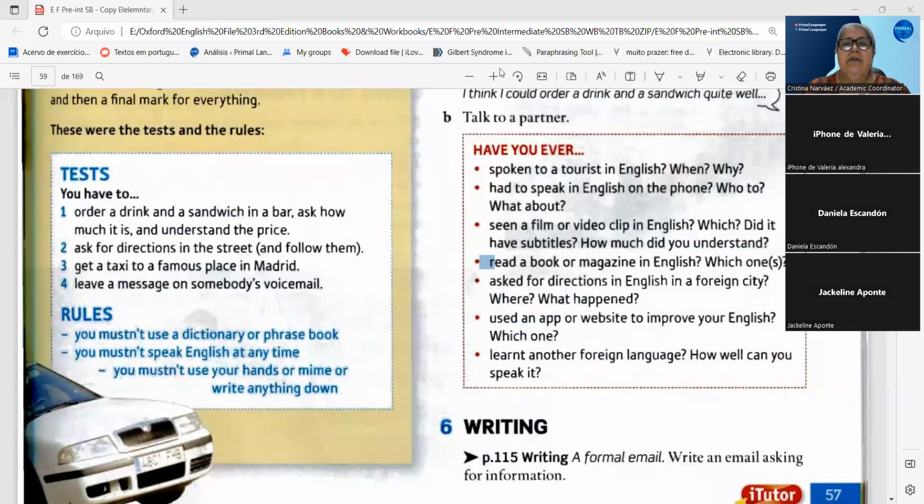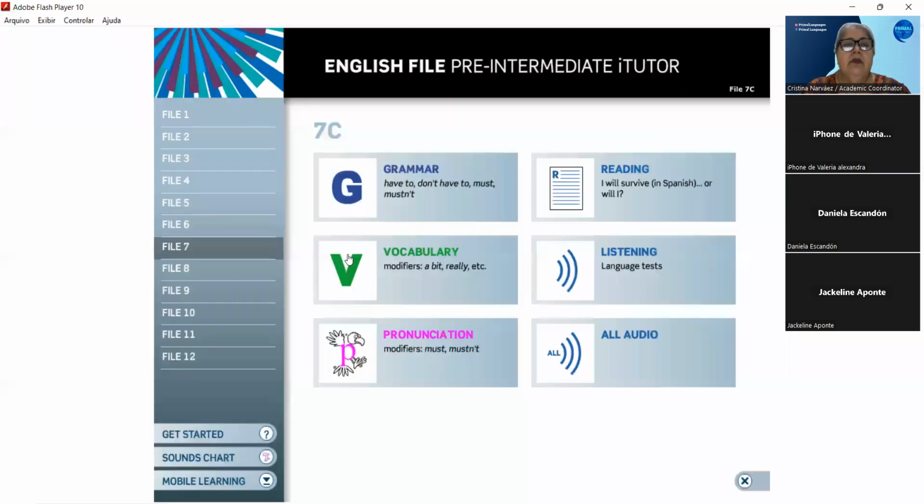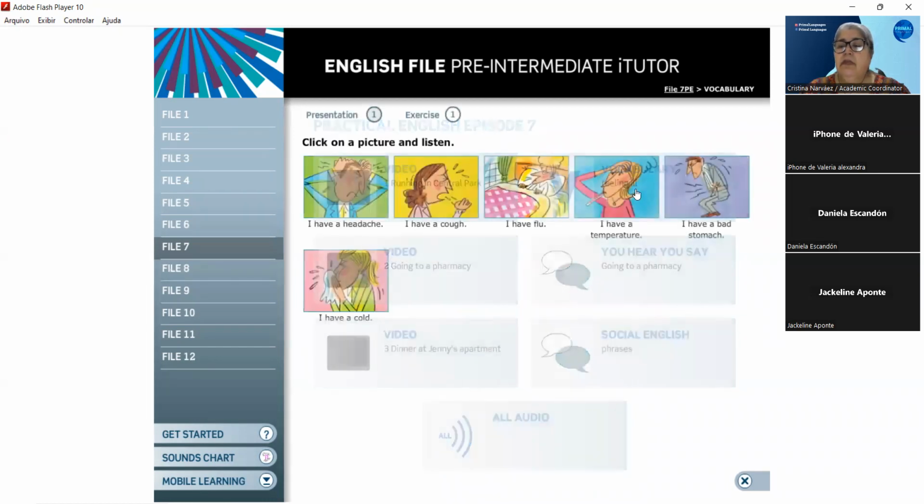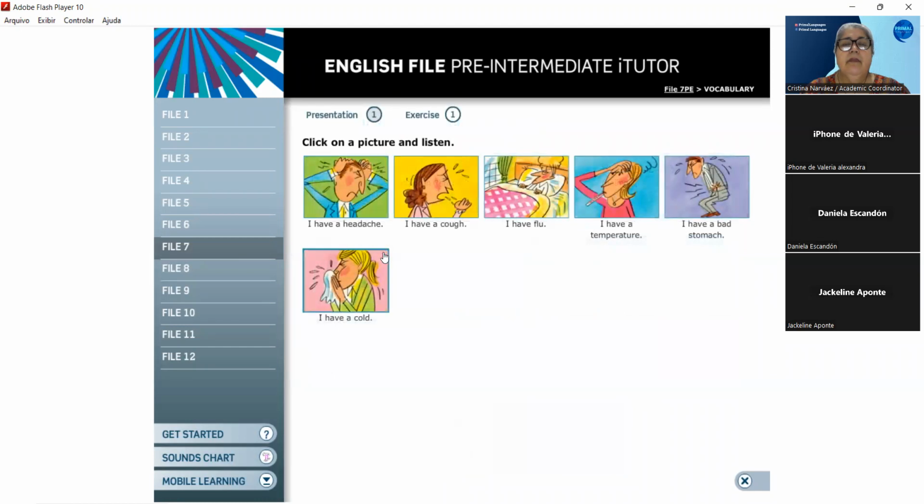So let's see. So what we have now viene aquí de Practical English. Por favor, vean, aquí hay vocabulario, feeling ill. Let's do it. I have a headache. Please repeat. I have a headache. I have a cough. Have a cough.